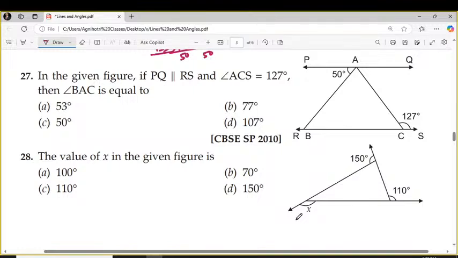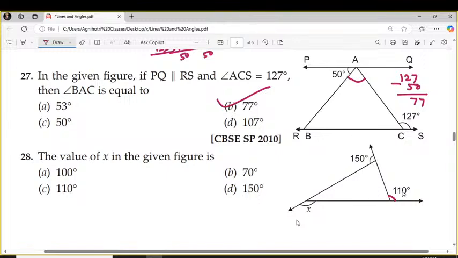Okay, for the 27th, you should get your answer as follows. They ask for angle BAC, this one. If this whole is 127, that means 127 minus 50 should be your answer. Yeah, sir, I'm getting it. 77 is the correct answer.